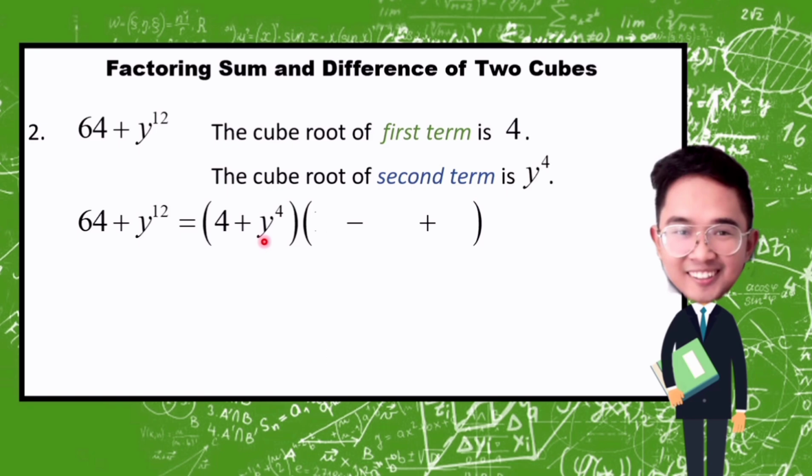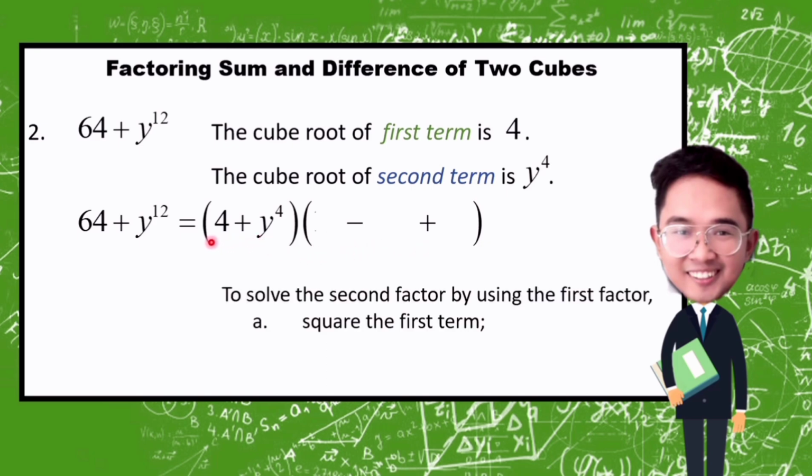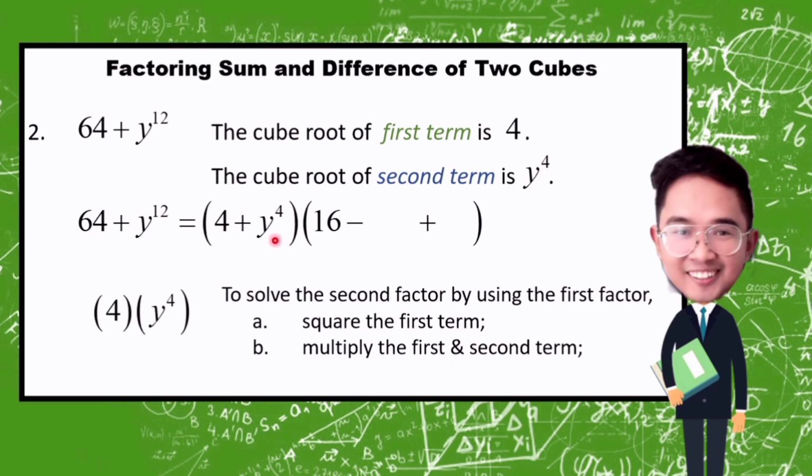Therefore, the first factor is 4 plus y raised to 4. In order to find the second factor, we need to use the first factor. First, we need to square the first term. 4 squared is equal to 16. And multiply the first and second term. The first term is 4 and the second term is y raised to 4. So we have 4 multiplied by y raised to 4. And the answer is 4y raised to 4.